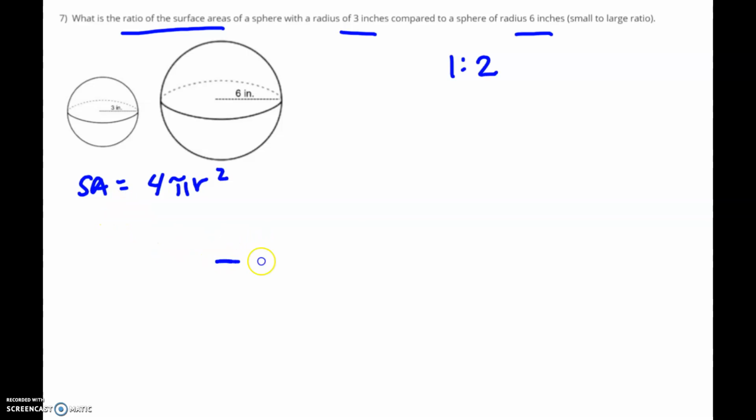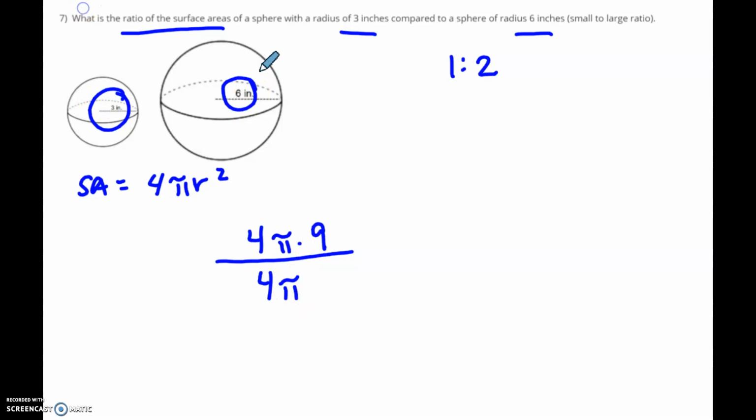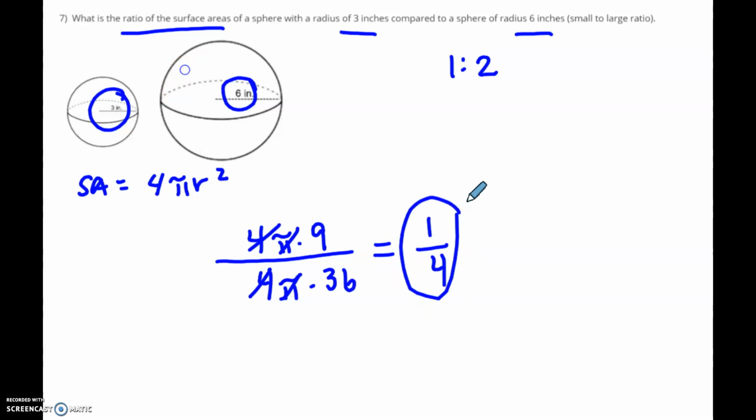So for our little sphere here, my radius is 3, so I'm going to get 4 times pi times 3 times 3 is 9. For my large sphere, it's going to be 4 times pi, and again my radius is 6, so 6 times 6 is 36. I could multiply this out, but I'm going to end up reducing anyway, so I'll cancel the 4s, I'll cancel the pi. 9 over 36 reduces to 1/4. Our ratio of surface areas is 1 to 4. Makes sense. If our straight line measurement ratio was 1 to 2, a two-dimensional ratio is going to be squared that, or 1/4.